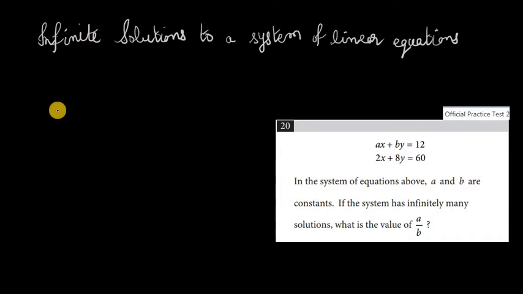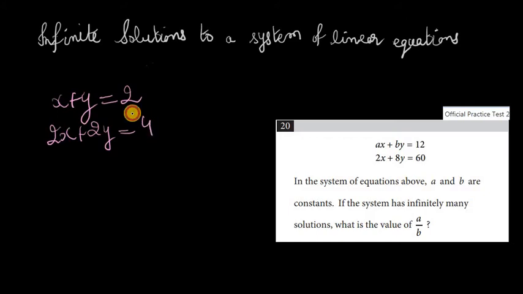That's when you have, for instance, let me give you an example. You have x plus y equals 2 as the first equation, and then let me multiply both sides of this equation by 2 to get another equation, 2x plus 2y equals 4. If you try to solve this system of equations, you would have an infinite number of solutions, because both of these lines are the same. When you look at them graphically, they are the same line.